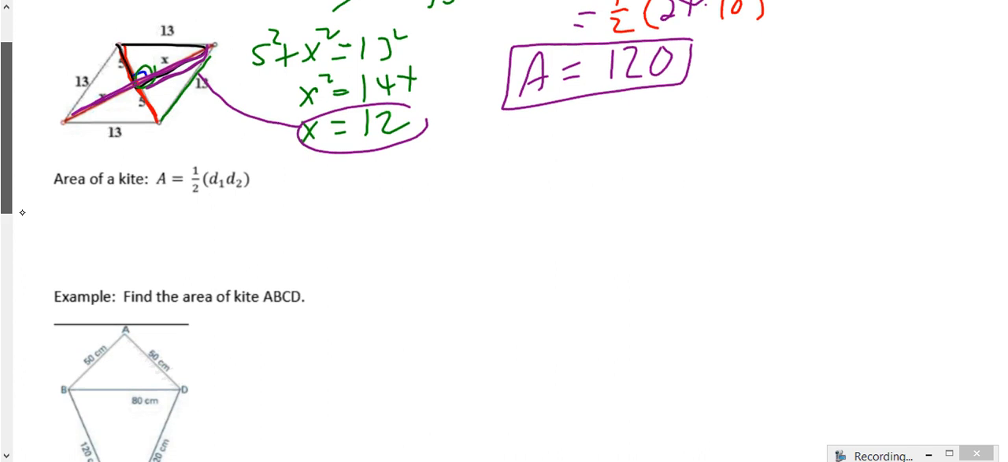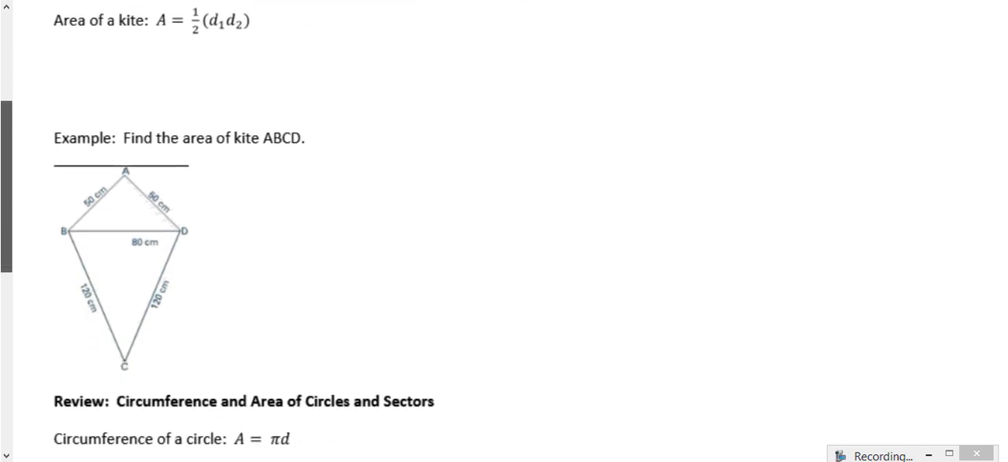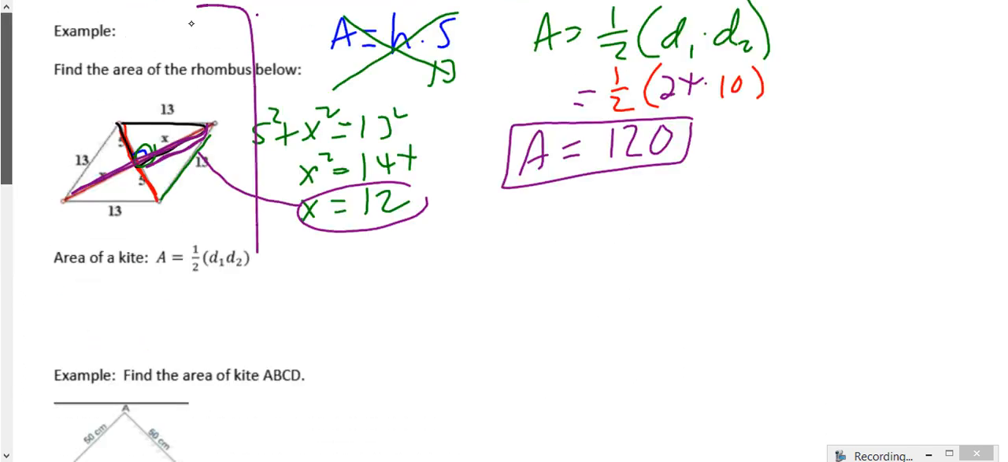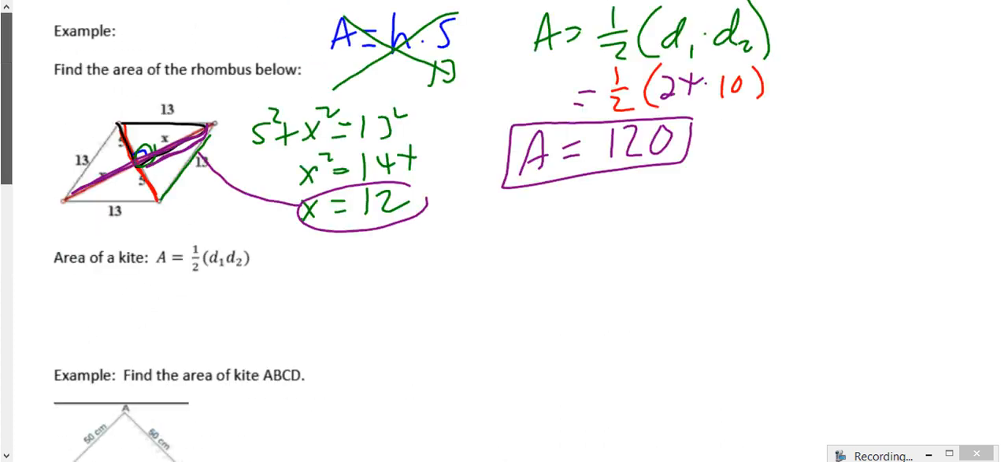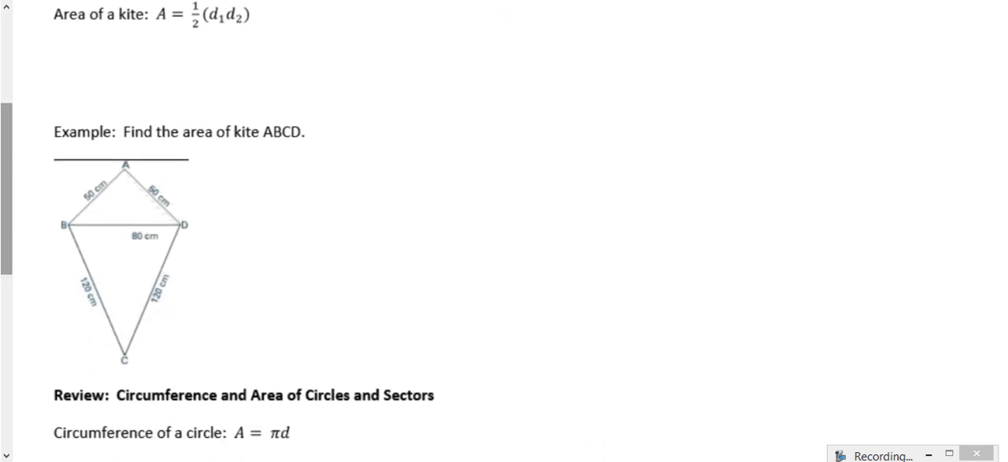Now, what's nice about this is when we go to the area of a kite, you should notice that it's the same formula as a trapezoid. There's one of our 2 choices. So let's see how that works here.